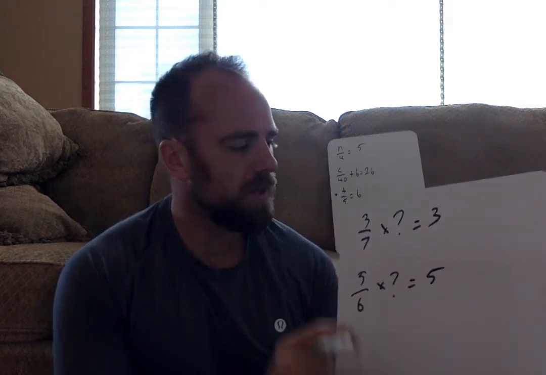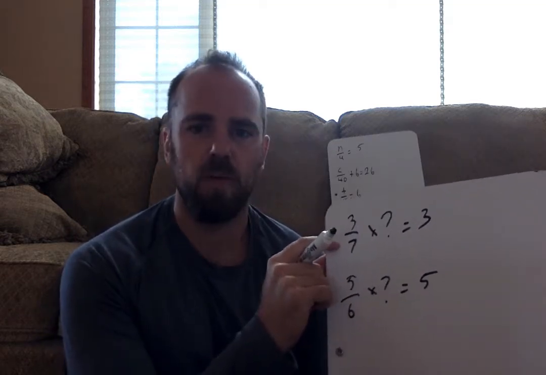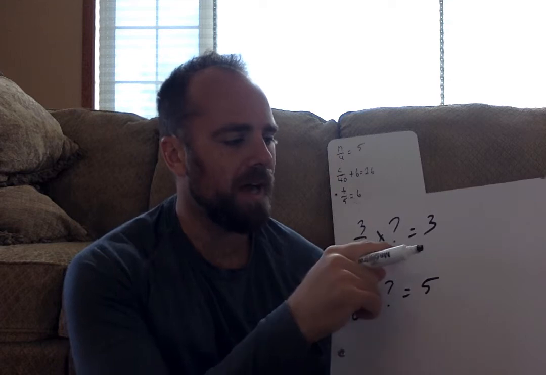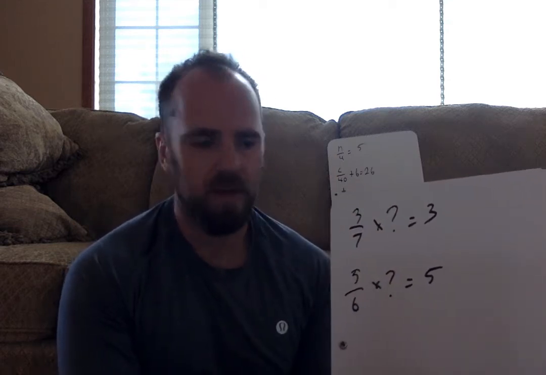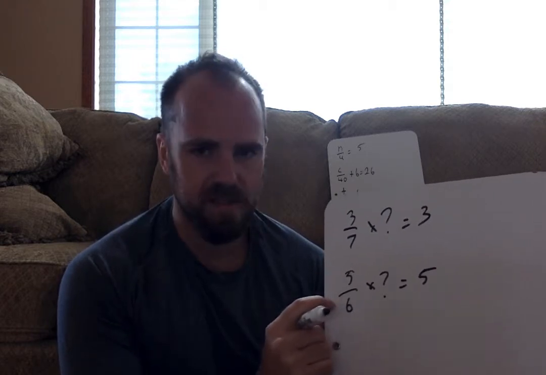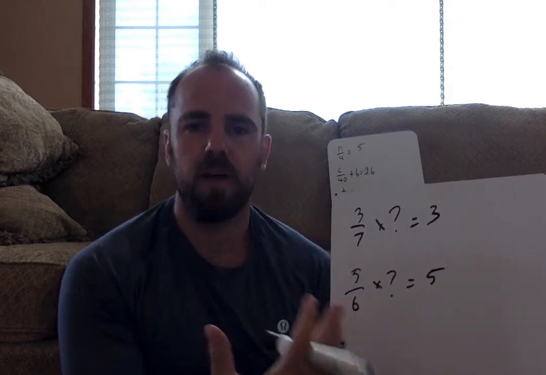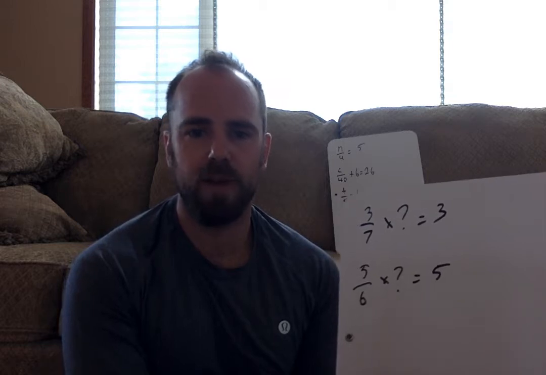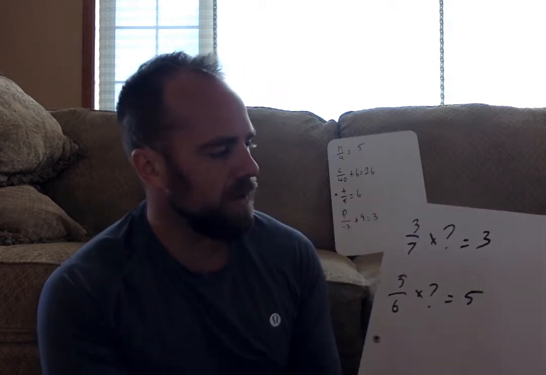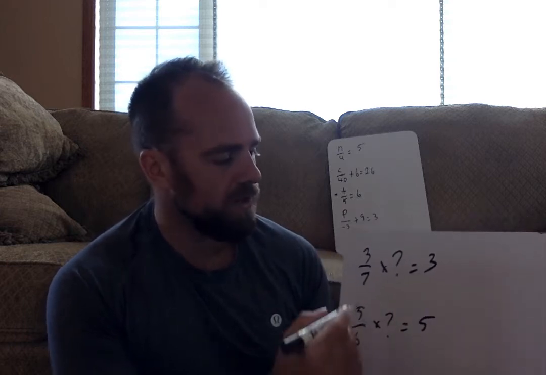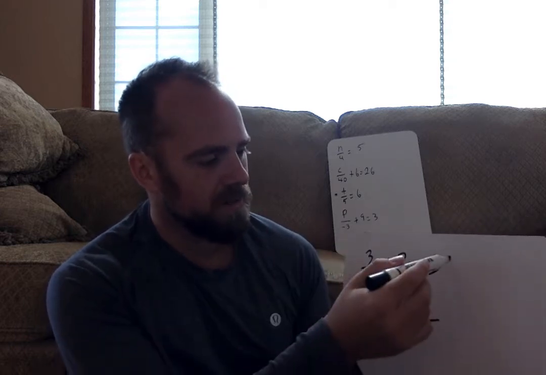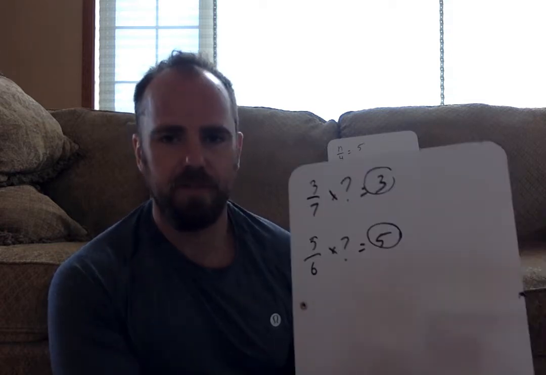If you have 3/7, what can you multiply that by to get your product of 3, or your answer of 3? Or if you have 5/6 and you're multiplying it by something, what do you have to multiply it by to get your product of 5? All right, so in this situation, what we essentially are trying to do is get our answer here of 3 and 5.